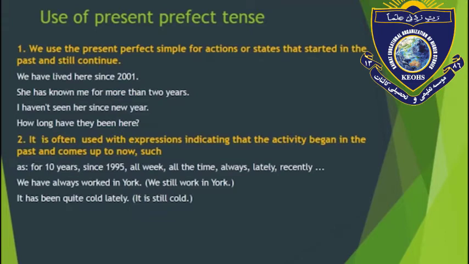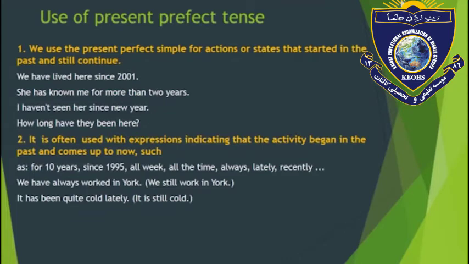The other use of present perfect tense is that it is often used with expressions to indicate activities that began in the past but come up to the present, or come up to now. For example: for 10 years, since 1995, all week, all the time, always, lately, recently. Take a look at this example. We have always worked in York.